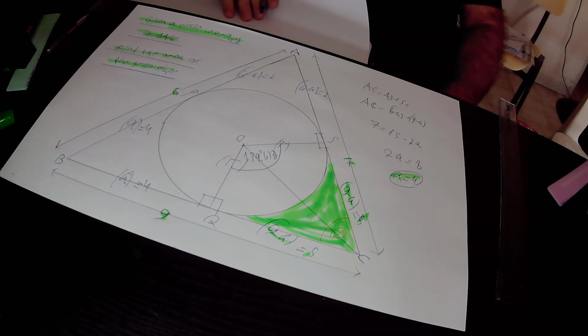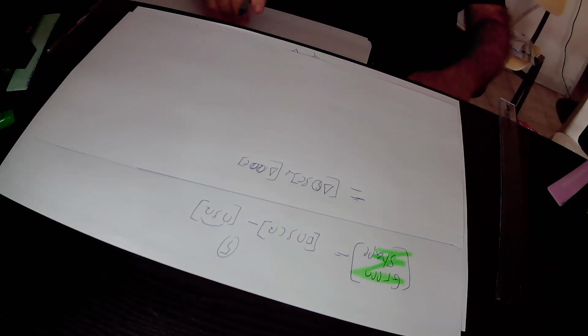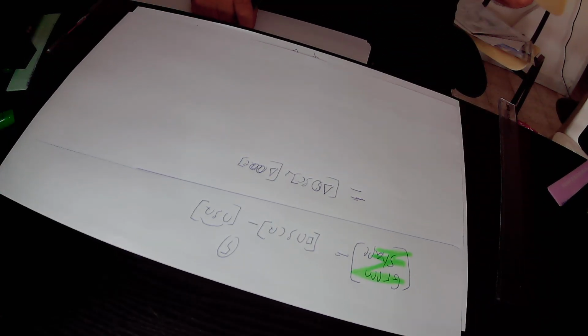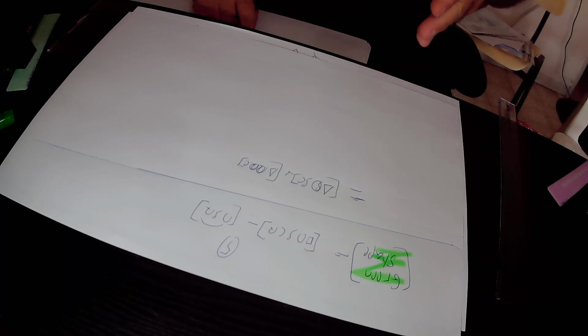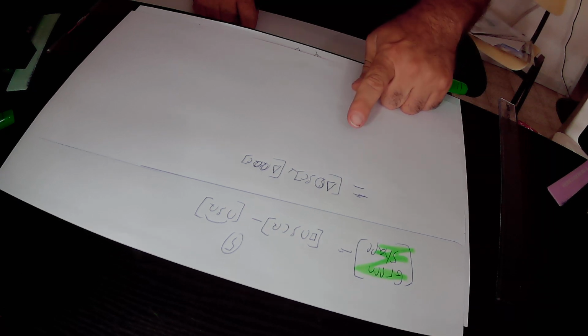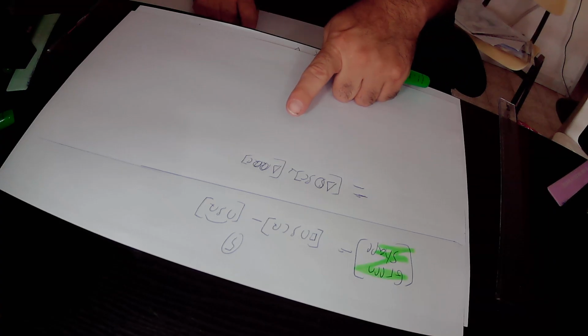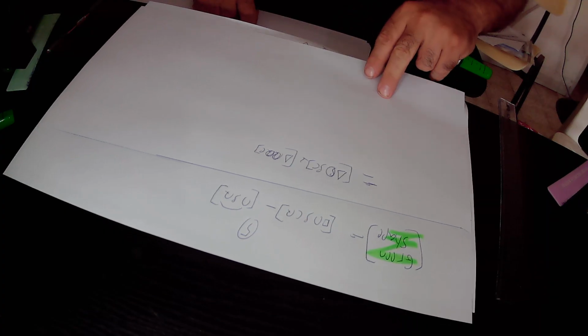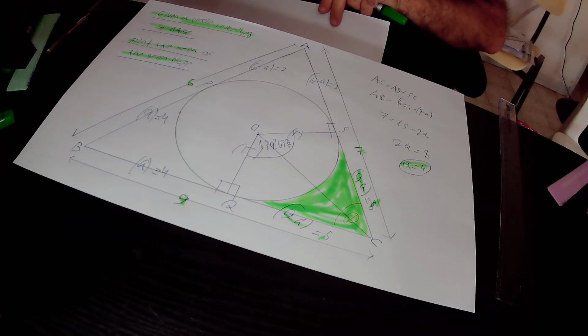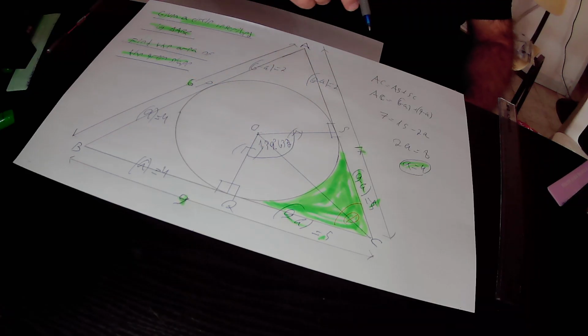And again, the area of OSCQ must be equal to the sum of the areas of the two shapes that it consists of. OSCQ consists of two right triangles, and therefore the area of OSCQ must be equal to the area of the first shape, the right triangle OSC, plus the area of the second shape that it consists of, that is triangle OQC, minus the area of this sector OSQ.